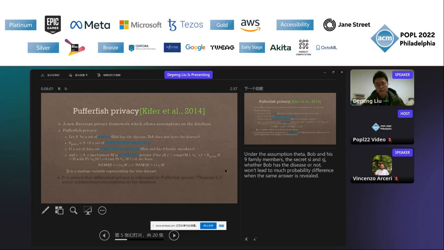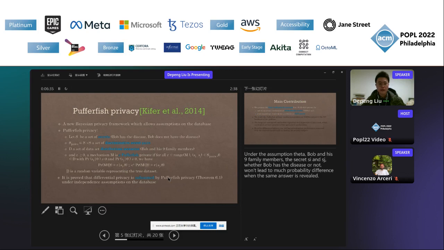So here's the definition which perfectly describes the scenario here. Bob and his 9 family members are the assumption theta here. And whether Bob has the disease or not are the secrets here. So whether he has the disease or not, it won't lead to much probability difference when the same answer is revealed. That's the meaning of this definition. And it's proved that differential privacy is subsumed by Pufferfish privacy on the independence assumptions on the database.